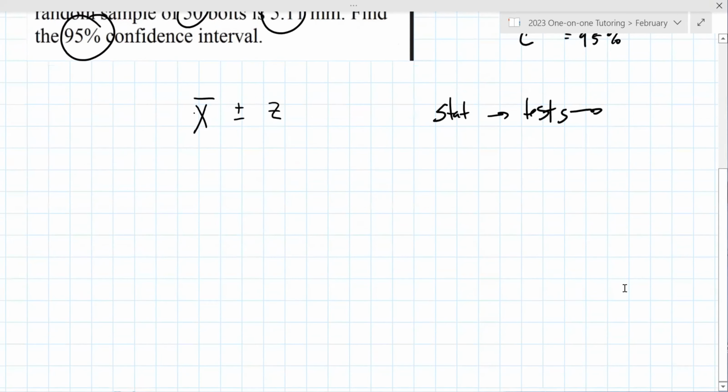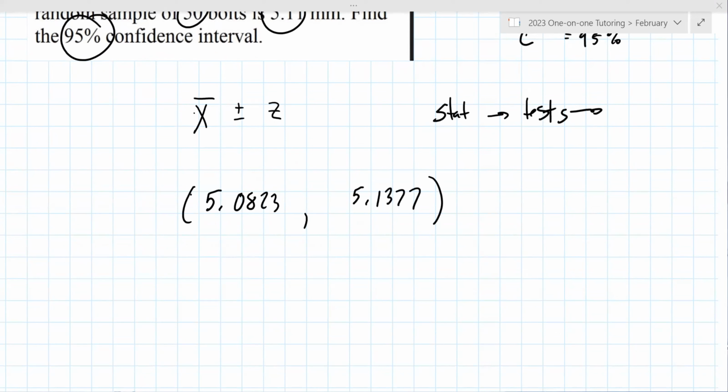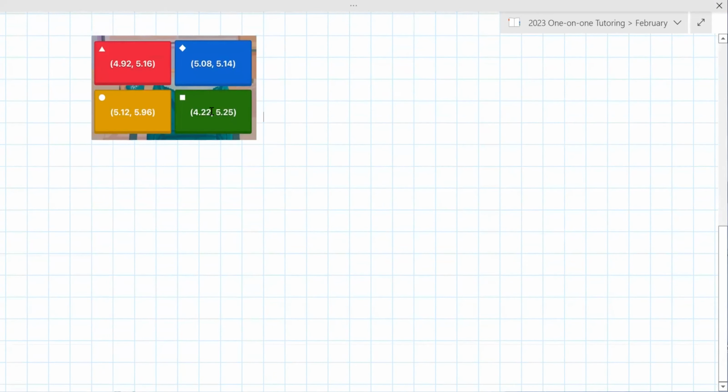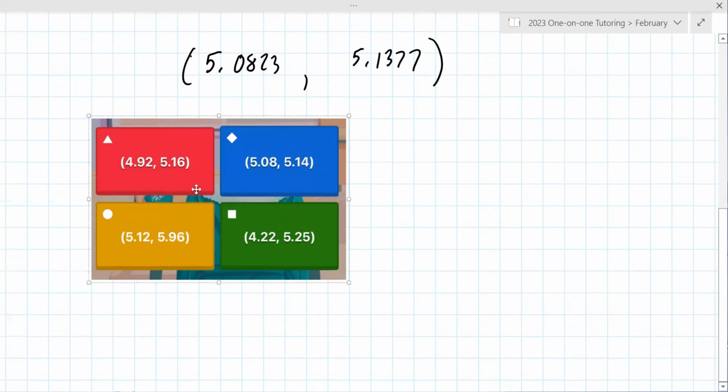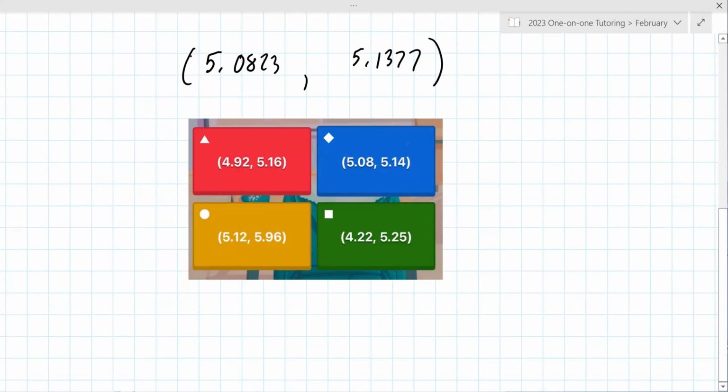This is the interval that I got, so you can compare to yours: 5.0823, comma, 5.1377. Does that match what you have? Yes. All right. So now when you go to the answers that are given, this is so modern. I mean, you've taken some standardized tests. This is the modern way to do it. Colors, shapes. Which one matches up to this? It's the blue one. Yeah, it's okay to exclude, say, oh, it's not that one, it's not that one.